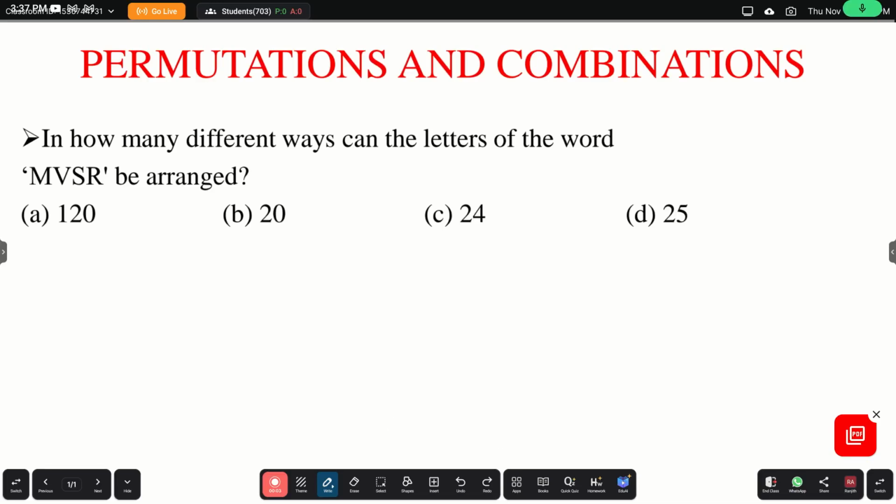In how many different ways can the letters of the word MVSR be arranged? Given word is MVSR. How many letters in a word? 4 letters. All letters are unique. So this will be done by 4 factorial. 4 factorial will be equal to 4 into 3 into 2 into 1, which is equivalent to 24.